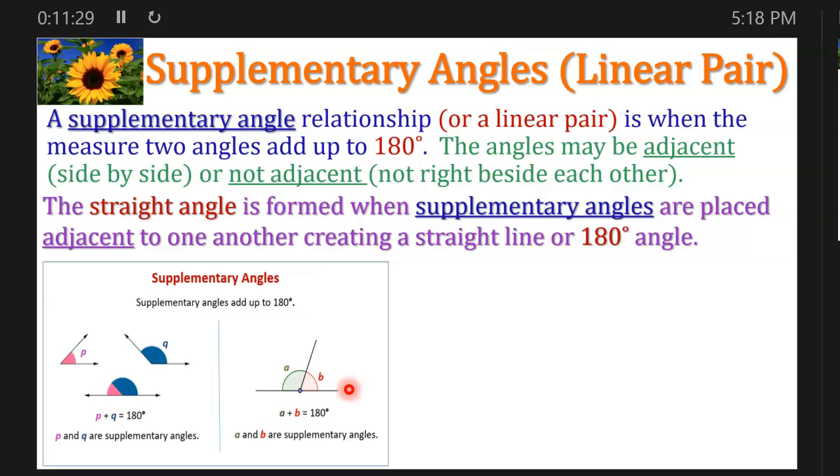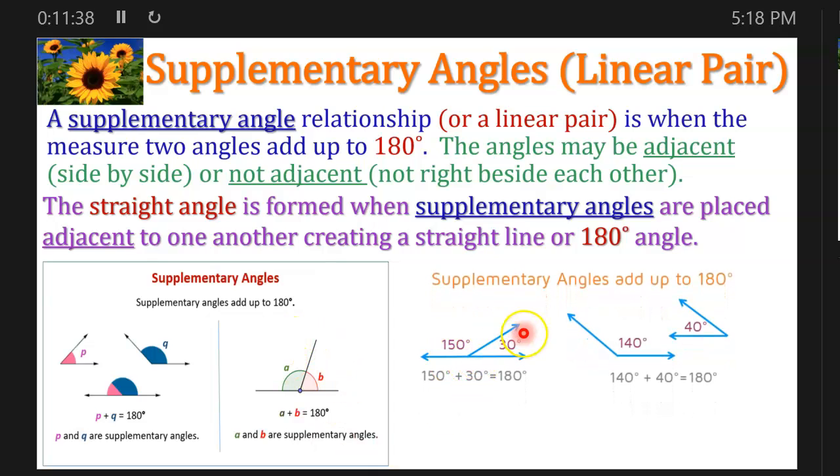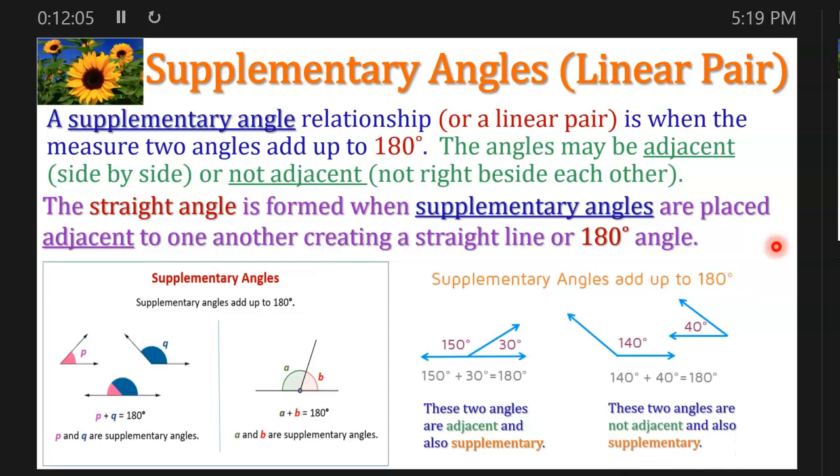The straight angle forms when supplementary angles are placed adjacent to one another, creating a straight line or a 180 degree angle. Here's another example. These two, the 150 degree angle and the 30 degree angle, are adjacent and added together, they create this 180 straight angle line, okay? Over here, we've got two supplementary angles that are not adjacent, but they still add up to 180. These two angles are adjacent and also supplementary. And these two angles are not adjacent and also supplementary.